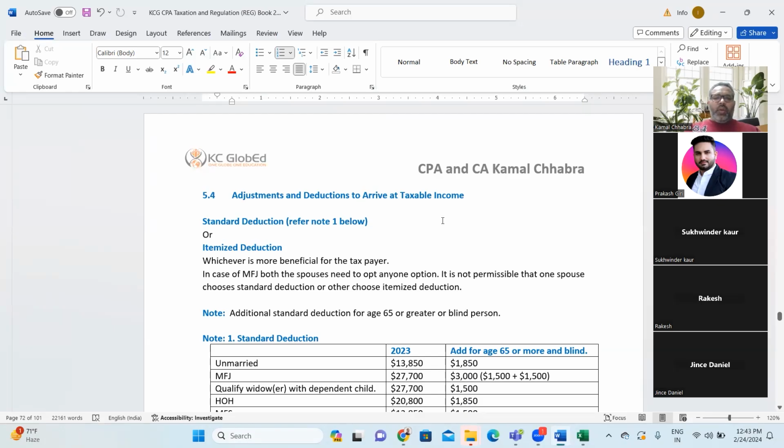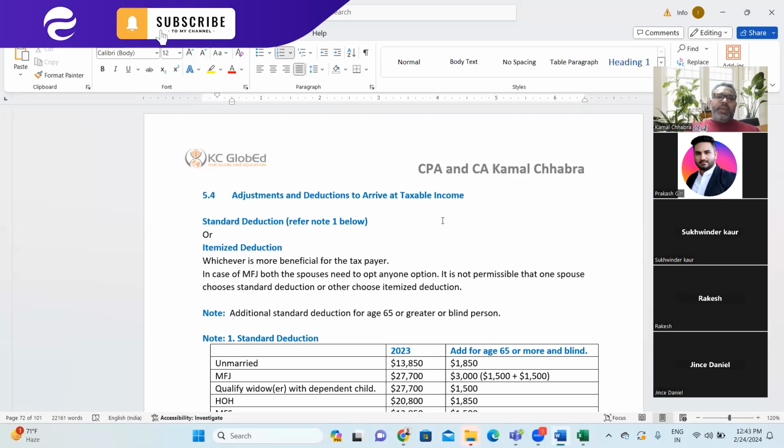Now coming to the theory part, adjustment and deduction to arrive at taxable income. If you remember from the computation of income, there's the income, then exclusion, then you reach gross income. From gross income, there were certain adjustments to reach adjusted gross income. From the adjusted gross income, you reduce deductions, either standard deduction or itemized deduction. It will give you the taxable income, the income at which tax rates need to be applied, right?